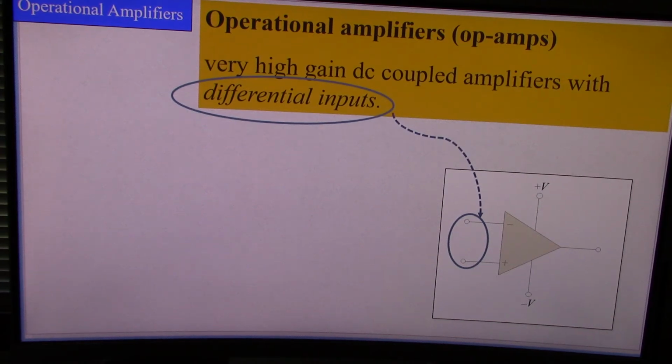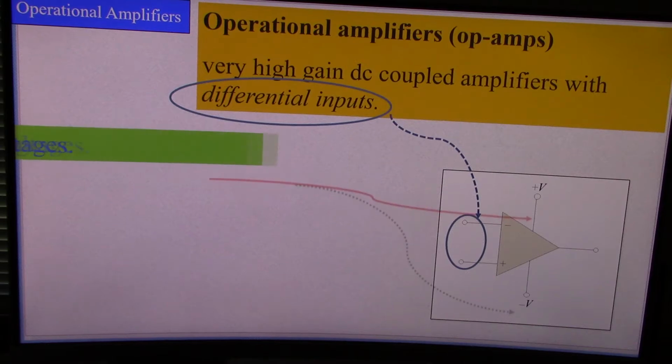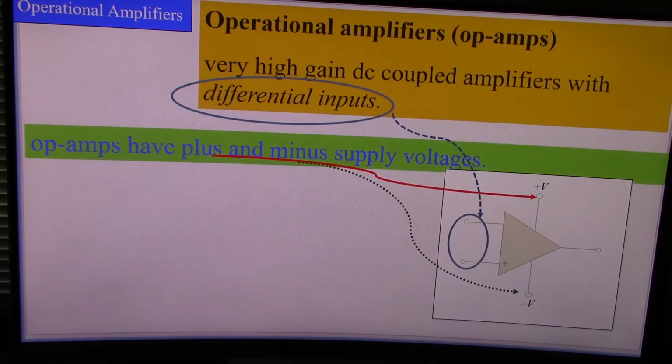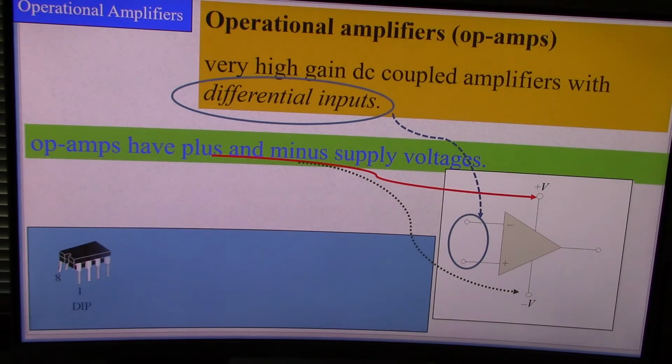So these are the differential inputs, as I said, and this is the plus and minus voltages. Okay, so these two are the plus and minus voltage supplies, and this is the output. So, differential inputs, plus voltage, minus voltage, and the output.